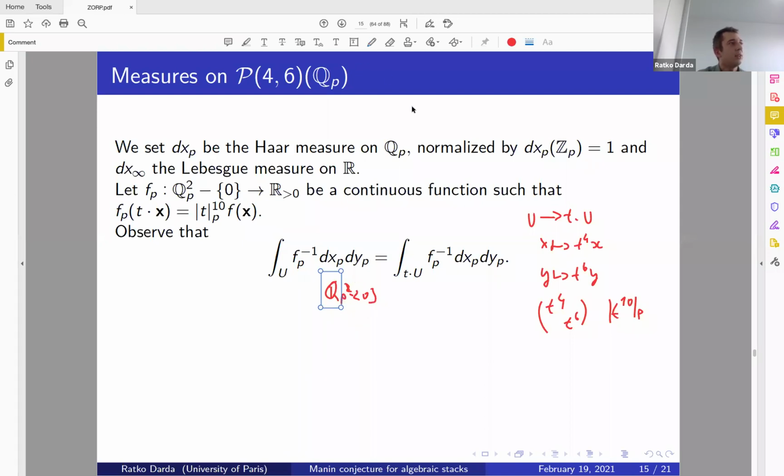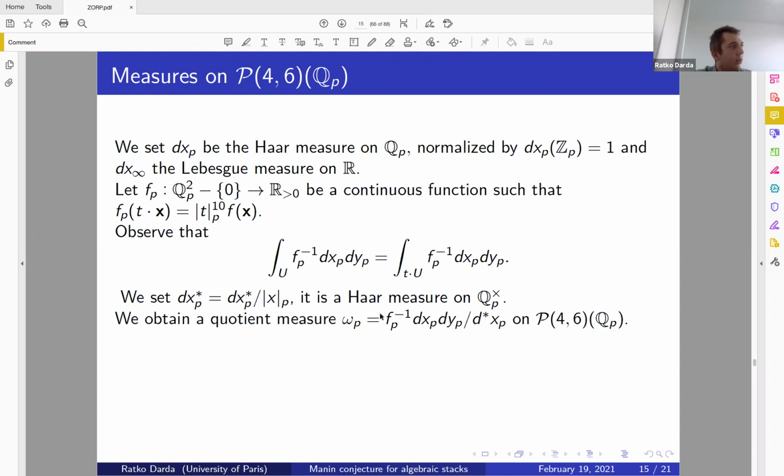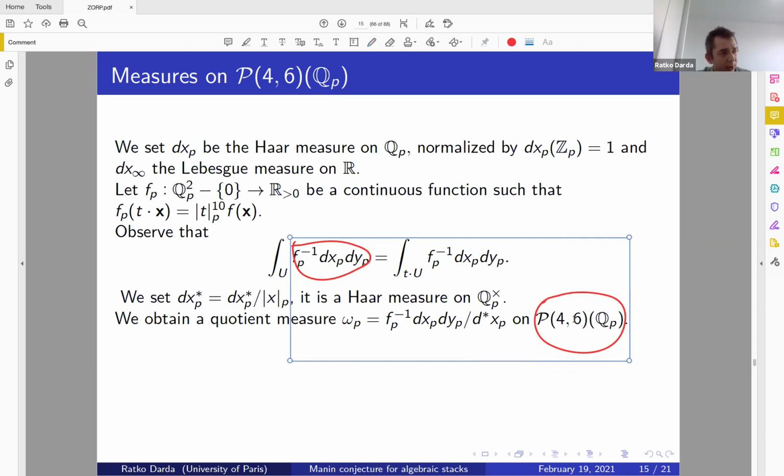Of course, this is not a miracle. The reason is that the line bundle O(10) is in fact the anti-canonical bundle for the stack P(4,6). Now we take a Haar measure on Q_p^times, and on this space P(4,6)(Q_p), we define the quotient measure. So we have this measure which is invariant for the action of the group, and we can define the quotient measure. Recall that the quotient measure is the measure that is locally the product measure.